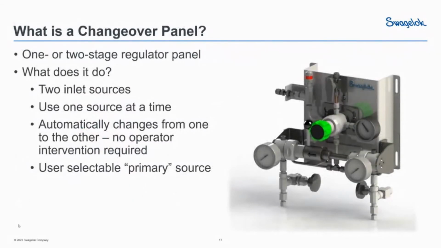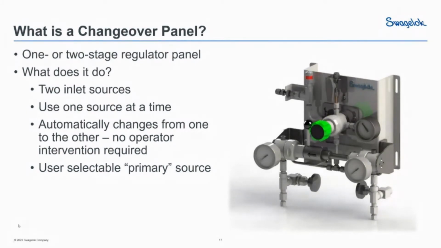So first of all, what is a changeover panel? Well, at its most fundamental, it's either a 1 or 2 stage regulator panel, just like what we were looking at before. What does it do? Well, it has a bit of a twist. It takes 2 separate inlet sources, and it will only use one of those sources at a time until that source drops in pressure to some predetermined point. We call this the changeover pressure. And then it will automatically start drawing gas from the secondary source.